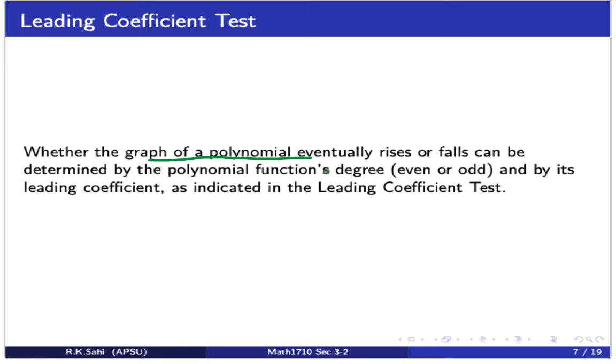One of the biggest things we can use is looking at how the graph rises or falls by looking at the degree of the polynomial. Now, this degree can be either odd or even, and we also look at its leading coefficient. So this is called the leading coefficient test. In a nutshell, the leading coefficient test tells us how the graph, depending upon whether the degree is even or odd, is rising or falling. So this really makes our lives very simple.